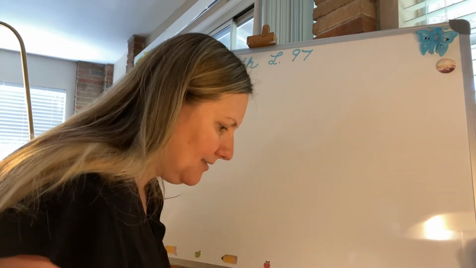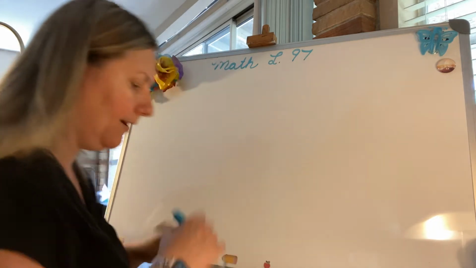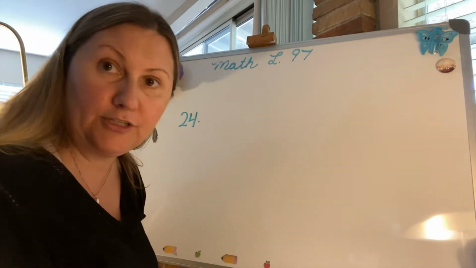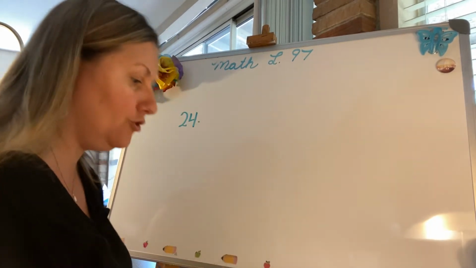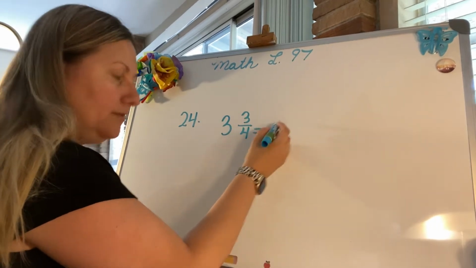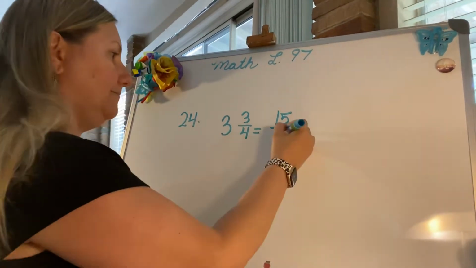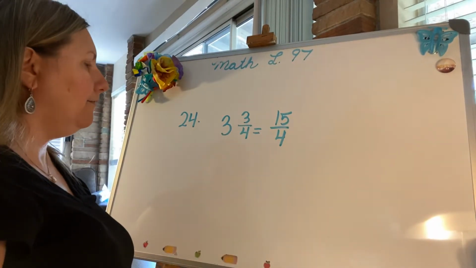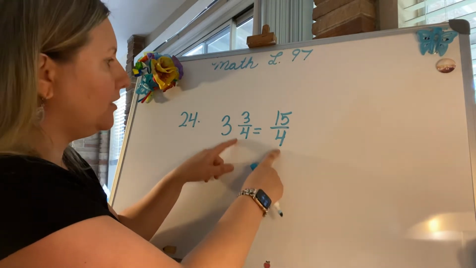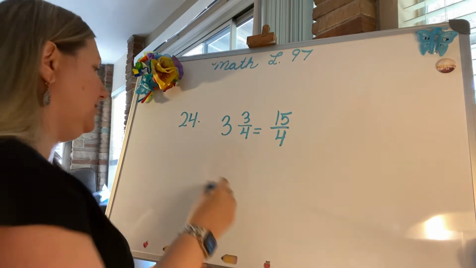Excuse me. So the next star problem we come to is number 24. Number 24, which says draw and shade circles to show that 3 3/4 equals 15/4. Okay, awesome. All right, so I notice, first of all, I look to see how many equal parts do I have?